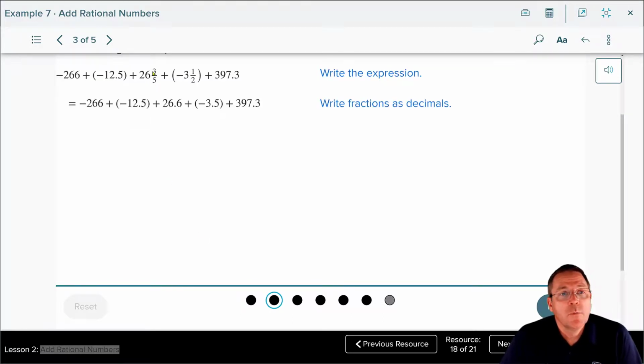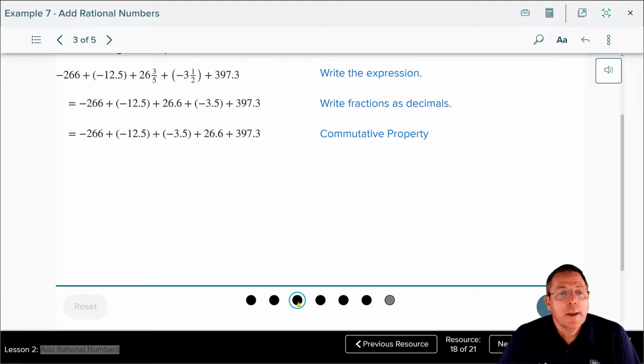So from here, the very next thing we're going to do is change all those fractions into decimals. 26 and 3/5 became 26 and 6/10. And then negative 3 and 1/2 became negative 3.5. Easy math, right? From there, they're going to use the commutative property of addition to rearrange the order of the numbers so that they work better.